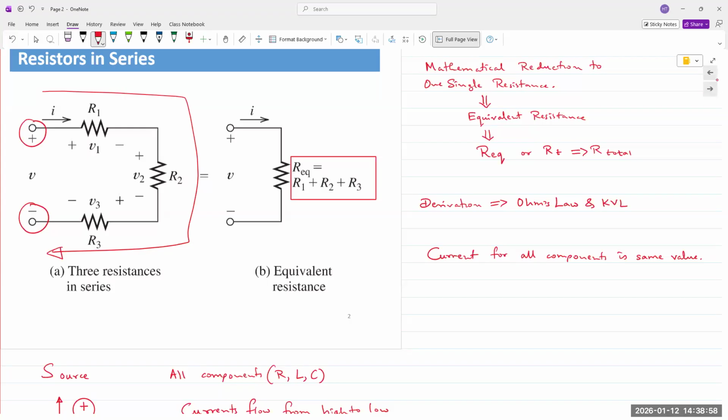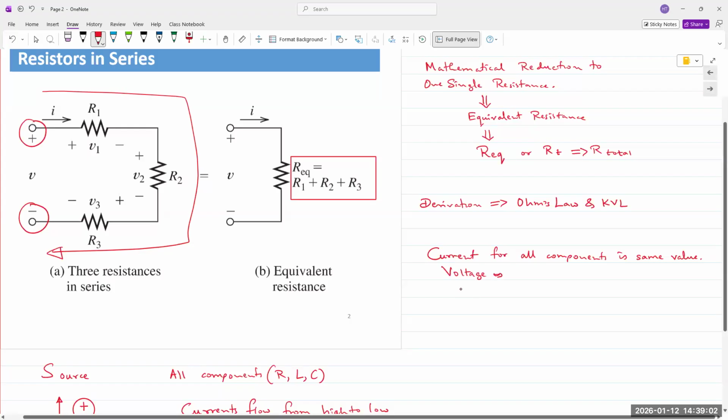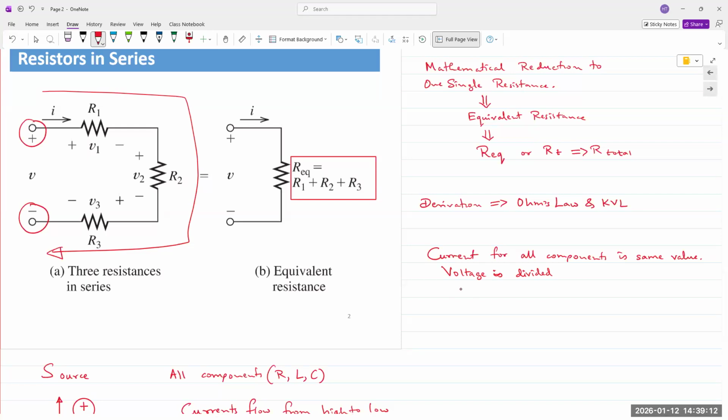So current remains the same. However, voltage is divided. Whatever total voltage we apply is divided across each one of those resistors. And we will look at that in voltage division. For now, let's look at a simple example.